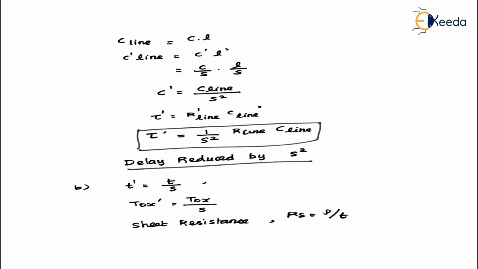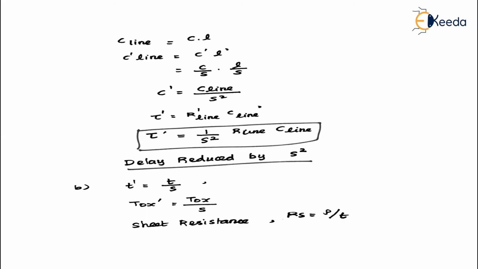So the newer capacitance C line dash is equal to C line by S square. So what is tau dash? Tau dash is nothing but R line dash into C line dash. So tau dash can be given as 1 by S square of R line into C line.